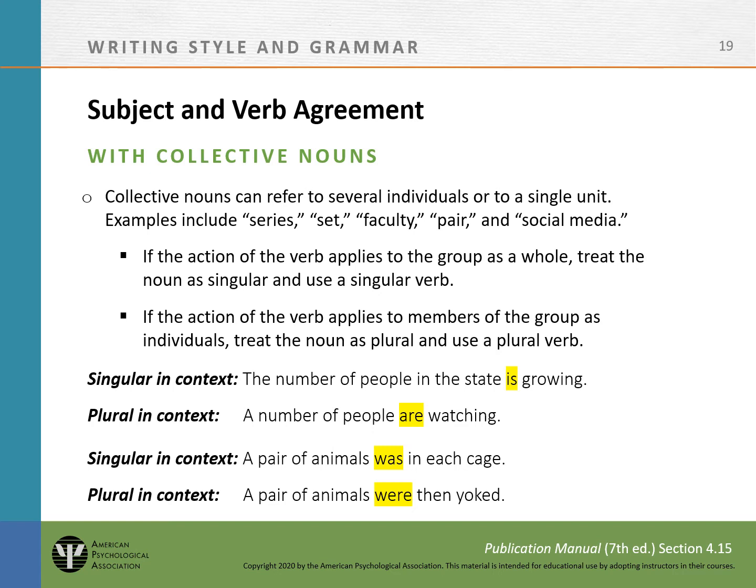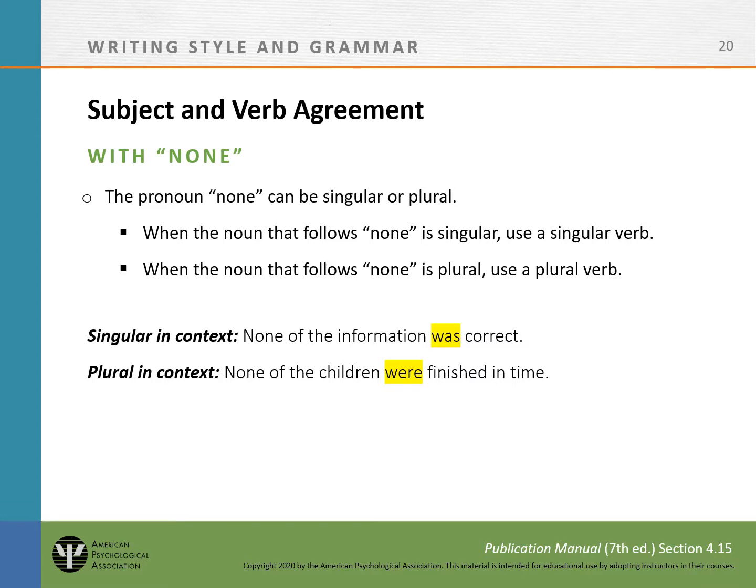The pronoun none can be singular or plural. When the noun that follows none is singular, use a singular verb. When the noun that follows none is plural, use a plural verb. None of the information was correct. None of the children were finished in time. Both are correct.